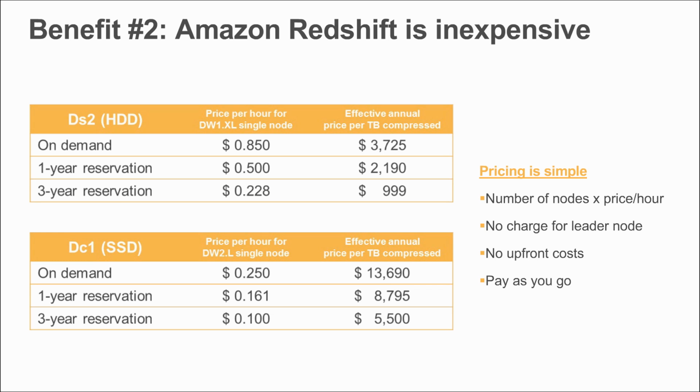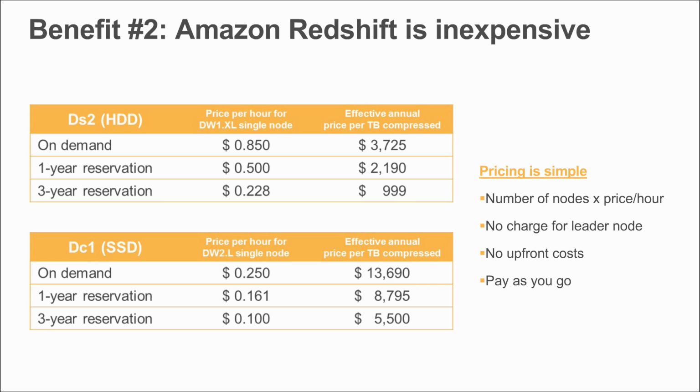And so this is where it makes sense to take advantage of some of our discount pricing structures called reserved instances. Depending upon your level of commitment, whether 1 or 3 years, this is where you could start to see significant discounts off the on-demand rate. If you look at the 3-year reservation for our dense storage type, that's where we can get less than $1,000 per terabyte per year. The same applies for our SSD-based instances. Again, you pay by the hour.